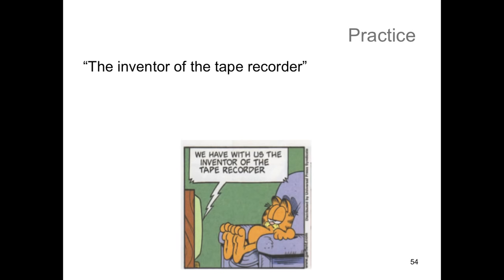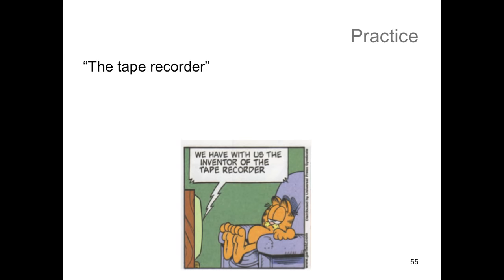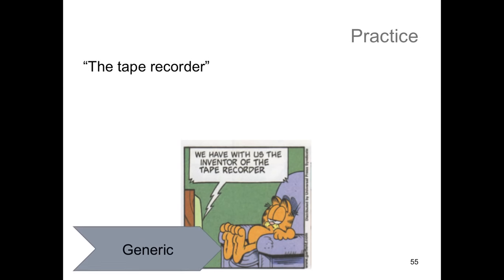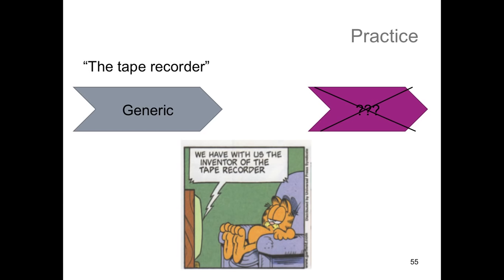Now, let's see this one, the inventor of the tape recorder. We still have a non-generic, specific, and definite reference. The reference is made clear thanks to the prepositional phrase of the tape recorder. There can only be one inventor, and even if we don't know his name or her name, we understand who we're talking about, the inventor of the tape recorder. Beware, if I just study the noun phrase the tape recorder here, it is a generic reference, so don't ask yourself whether it's definite or indefinite. Remember, the article is definite, but only if the reference is non-generic and specific.